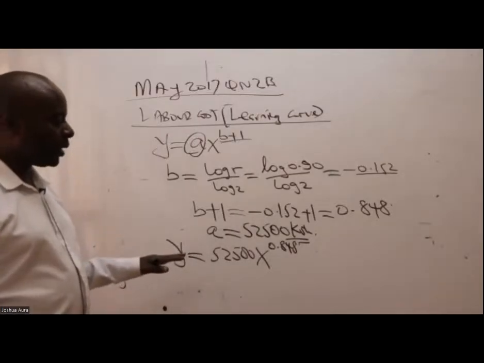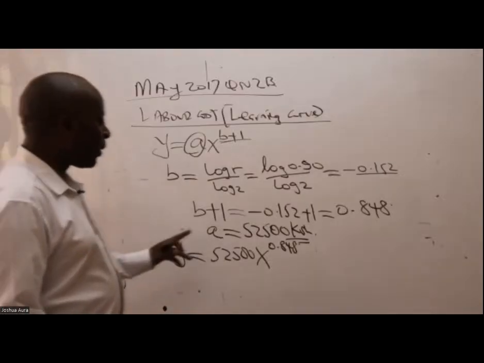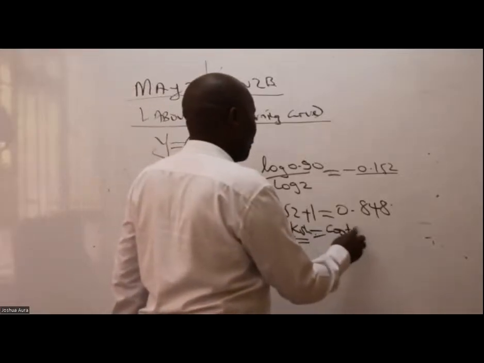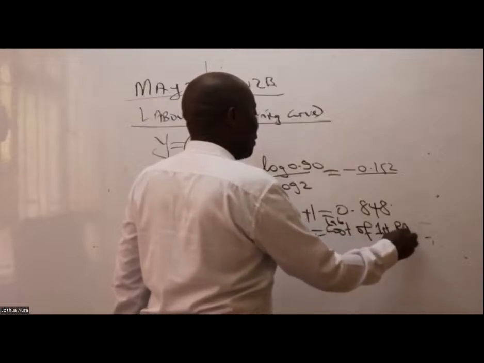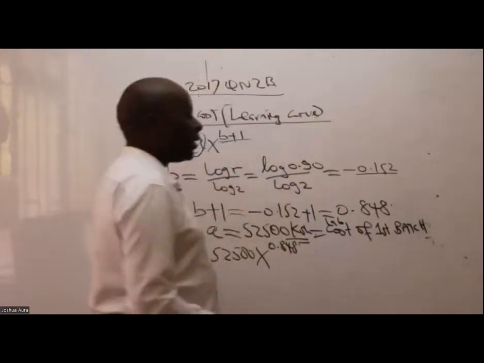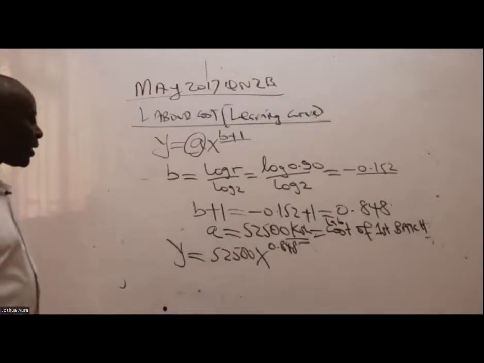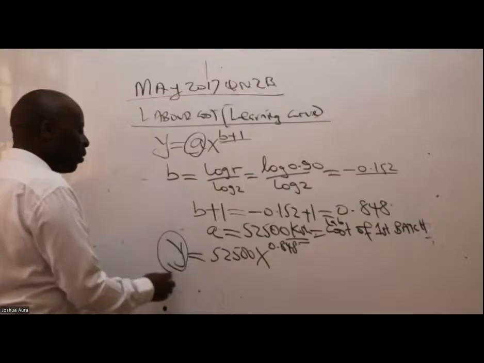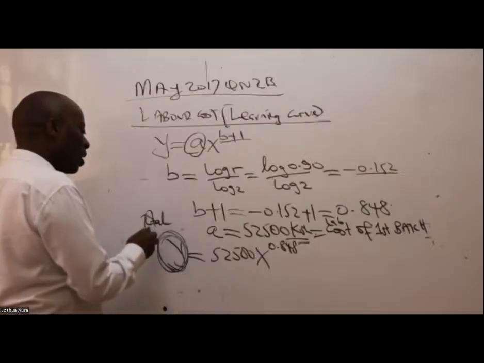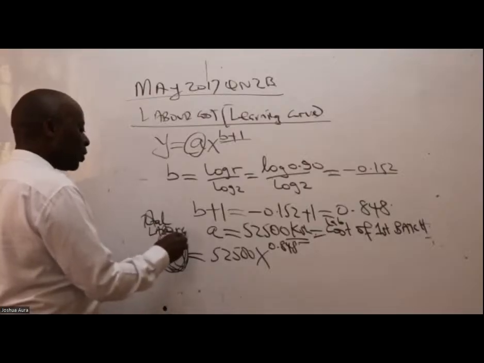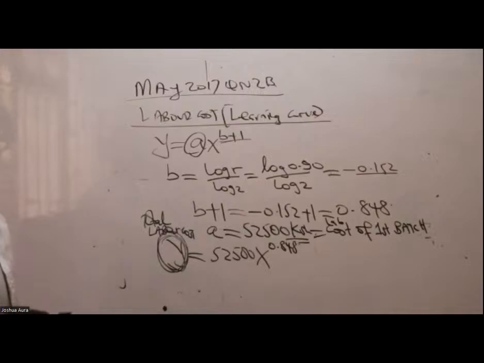Time taken to make the first batch, but in some cases, they give you the cost of producing the first batch. So in this particular case, our A is the labor cost of the first batch. So meaning that whatever I will be getting here as my Y will not be labor time. This will be total labor cost.